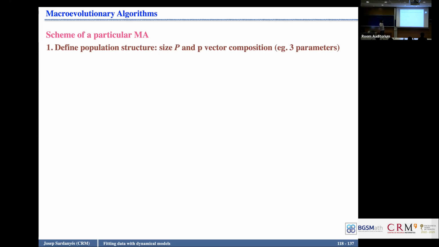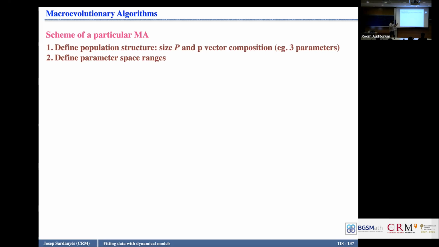Let's do a diagram of a particular macroevolutionary algorithm example. Here we define, first, this is how we should do it. First, we have to define the population structure. So we have to choose a size of the population and the vector composition P, for example 3 parameters. Then we have to define the ranges for searching the parameters, and this is sometimes very difficult.